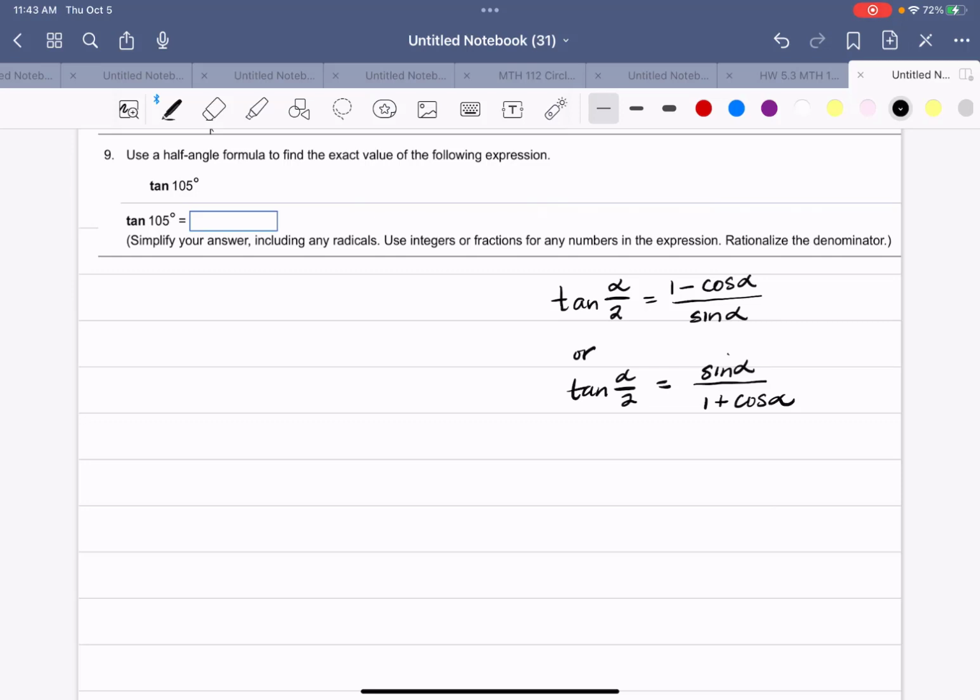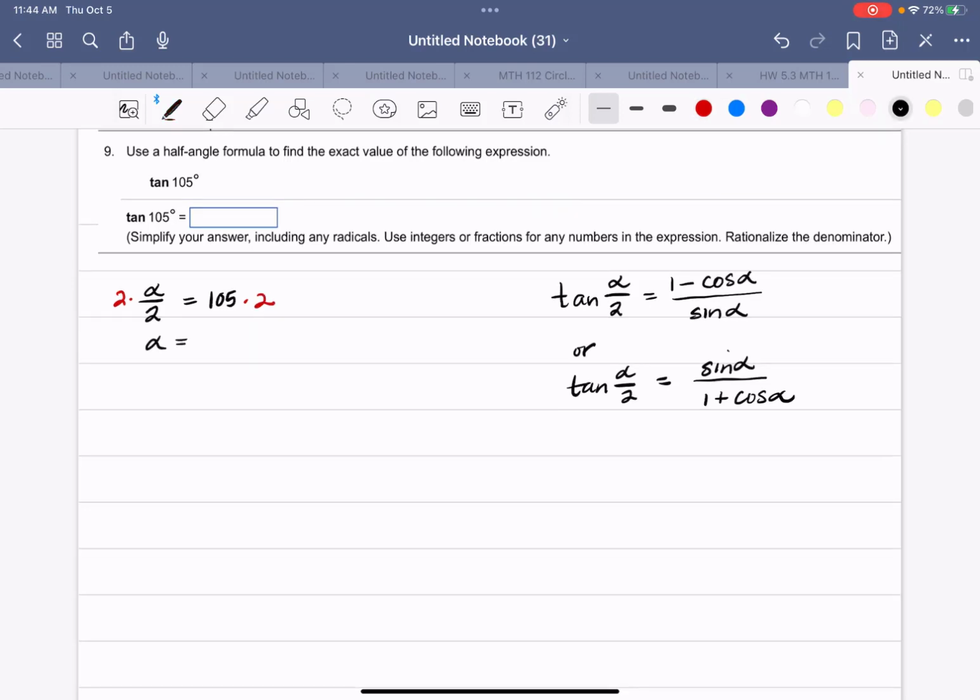So we don't have our alpha, we have our alpha that's already been divided by 2. So what we want to say is alpha over 2 is 105. So multiplying both sides by 2, we get that our alpha is 210 degrees.